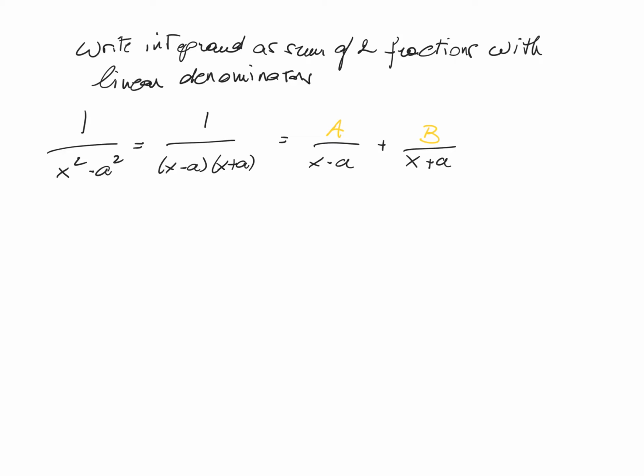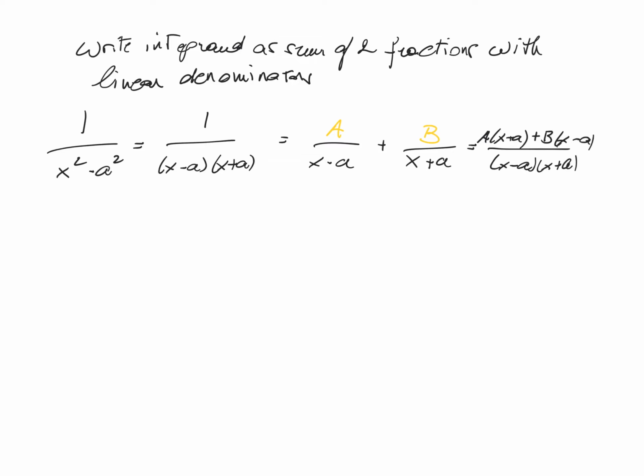The numerators will be constants. Because on the left we also have a numerator of 1, so we have just a number. We have no x, no variable in the numerator. So on the right hand side we now have A over x minus a plus B over x plus a. And then we will rewrite this, so we will bring this on the same denominator. And so the numerator is A times x plus a plus B times x minus a.